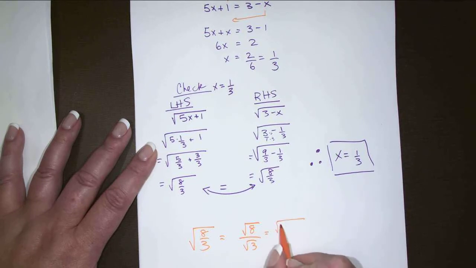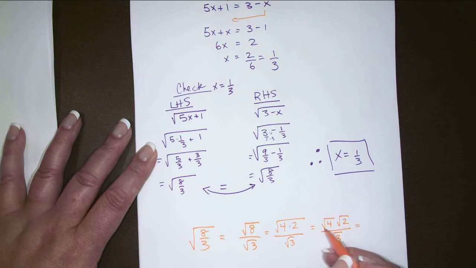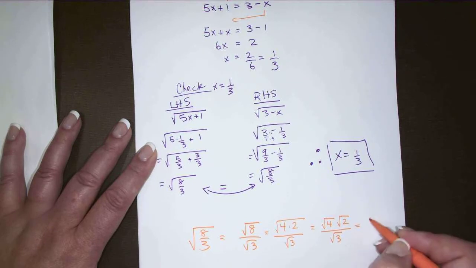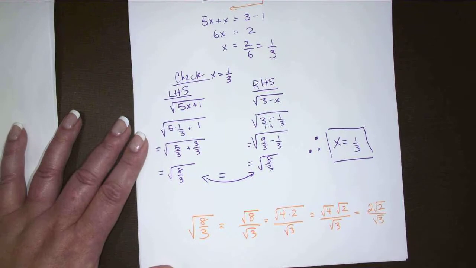8 is 4 times 2. And so this is the square root of 4 times the square root of 2. And now what? Square root of 4 we know is equal to 2. 2 root 2 over root 3. So this would be a possible answer.